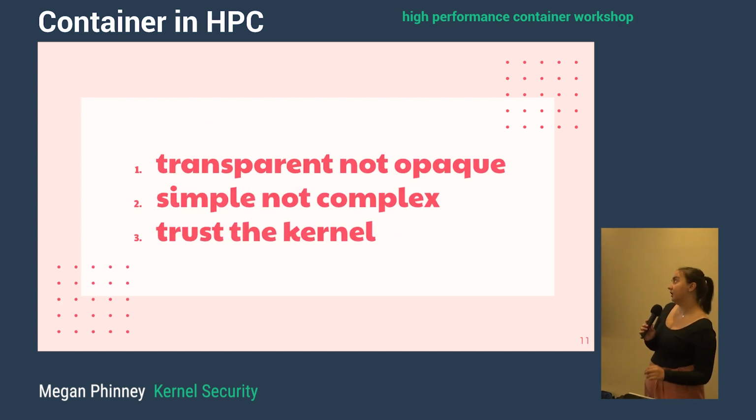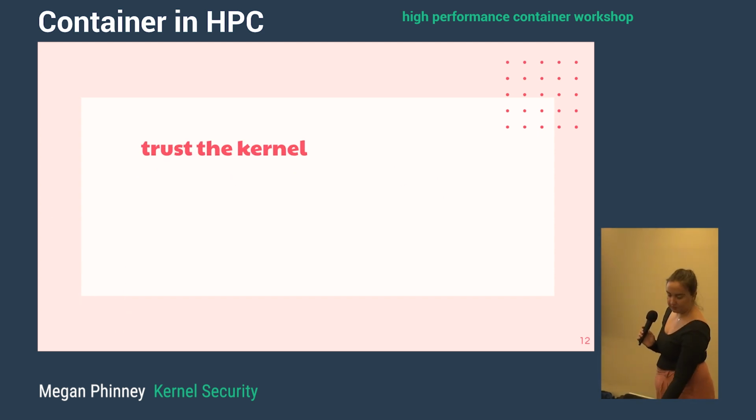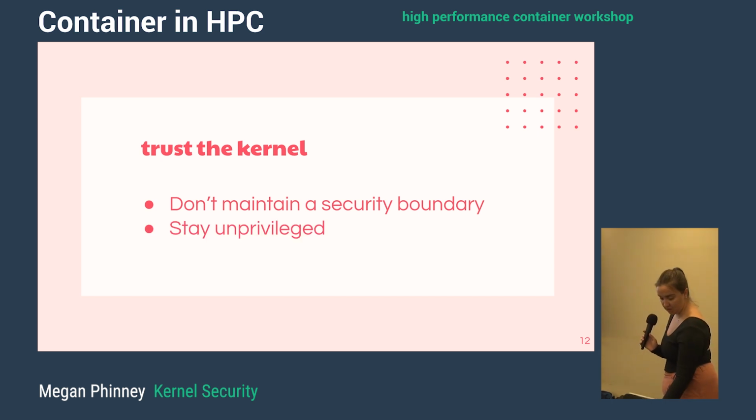These are our Trolley Cloud philosophies. The first one is to be transparent, not opaque. Next is to be simple, not complex. And the third one, which is the one we'll focus on here, is to trust the kernel. Within trust the kernel, what we mean is we don't maintain a security boundary. We stay unprivileged and avoid responsibility.